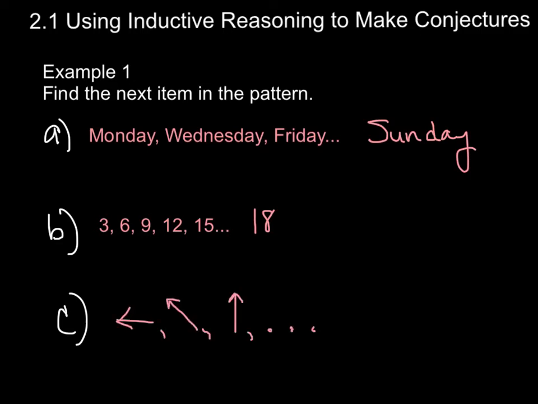All right, what would be the next item in this pattern? Hopefully you'd write an arrow that looks like that. In this pattern, the figures rotate clockwise approximately 45 degrees each time. Therefore, the next figure is the arrow that I have drawn.